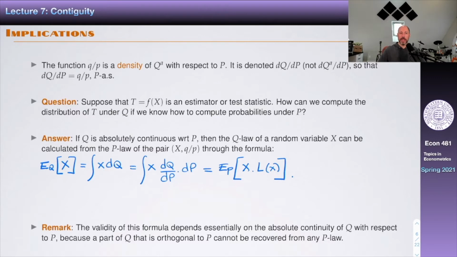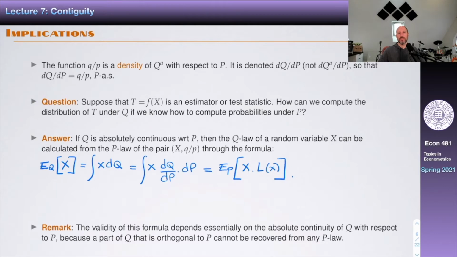So the validity of the formula that I just wrote works because we're assuming that Q is absolutely continuous with respect to P. If it wasn't, then it's obvious that any part of Q that is orthogonal to P cannot be recovered through P, right? Because if Q is saying things in areas where P assigns zero probability, then of course we cannot recover that through P.